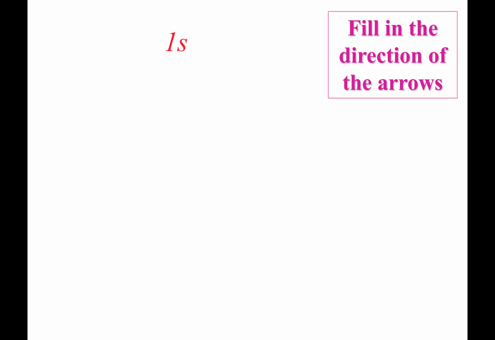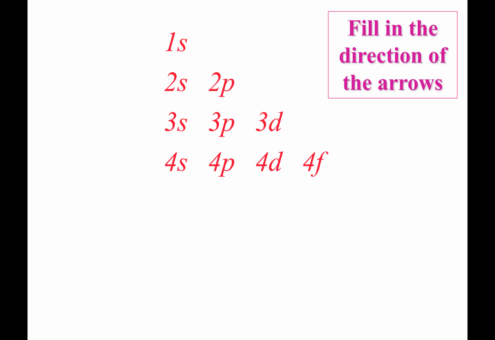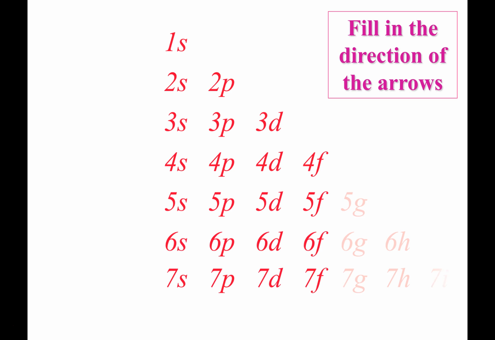So of course 1s means n is equal to 1 and an s-type orbital. For n equal to 2, we have 2s, 2p. For n equal to 3, 3s, 3p, 3d. If you're doing an arrow diagram, you want to make sure your columns line up. For n equal to 4, we pick up the f-type. So 4s, 4p, 4d, 4f. And actually, we go all the way to 7.